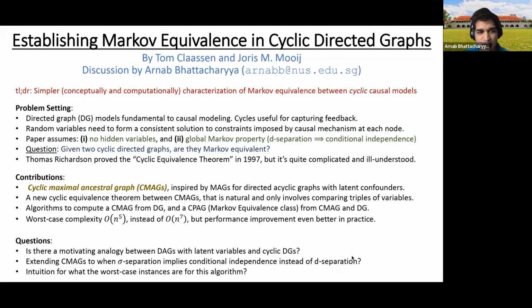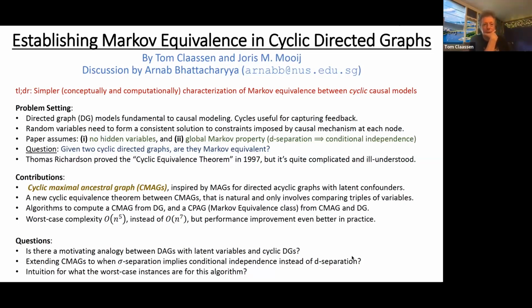The paper, I think Tom didn't talk about it in detail here, gives algorithms to compute a CMAG from a directed graph, and then also a Markov equivalence class representation, a CPAG, from the CMAG. And I also found the performance improvement quite remarkable. So let me quickly go to some questions I have for you, Tom. Is there a motivating analogy between DAGs with latent variables, which is a setting where MAGs are typically used, and cyclic directed graphs, which can give some intuition behind CMAGs?